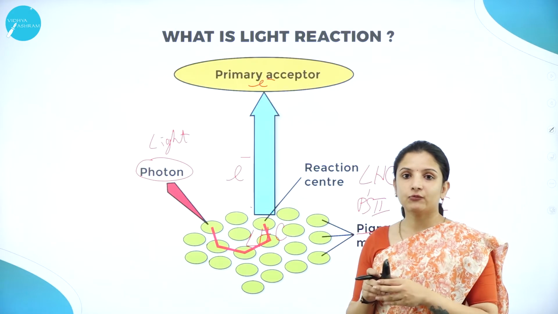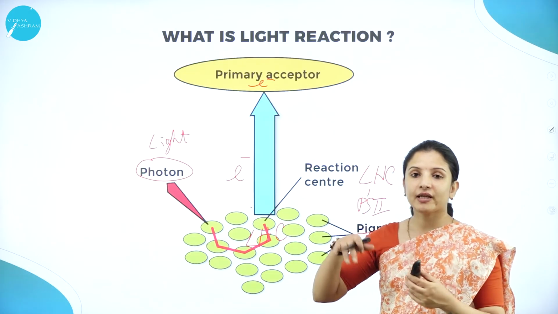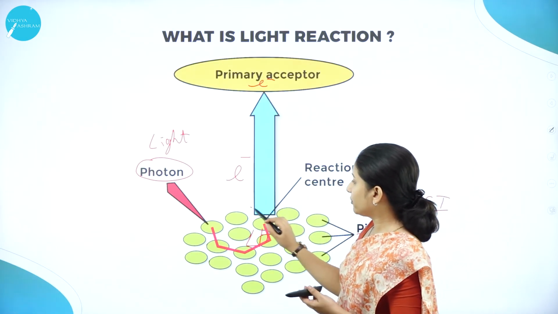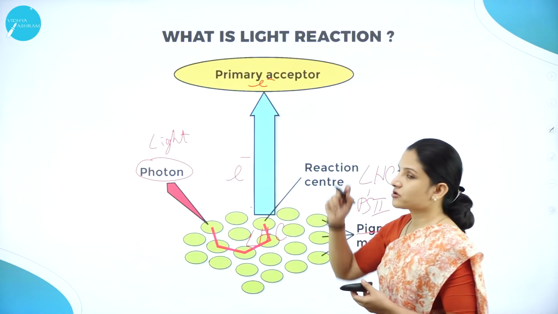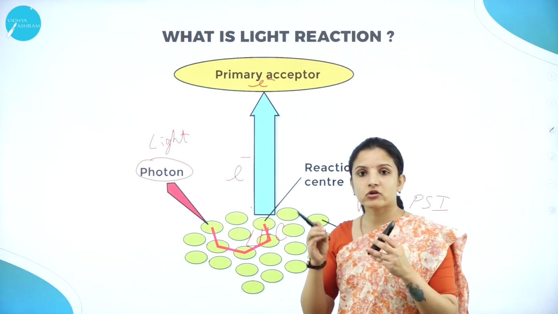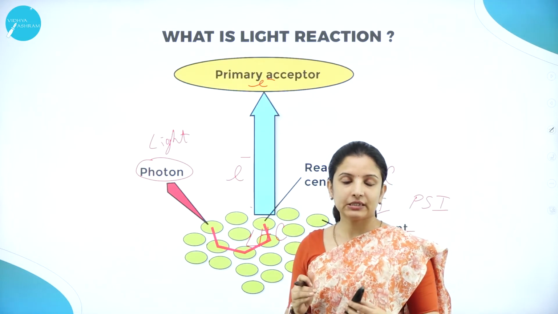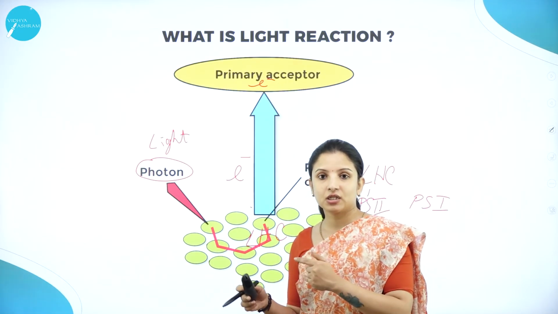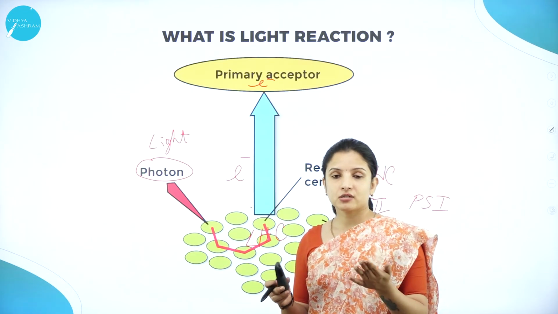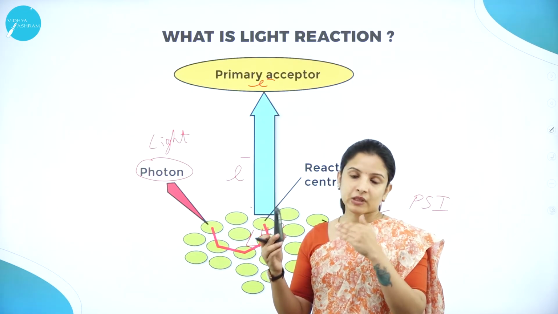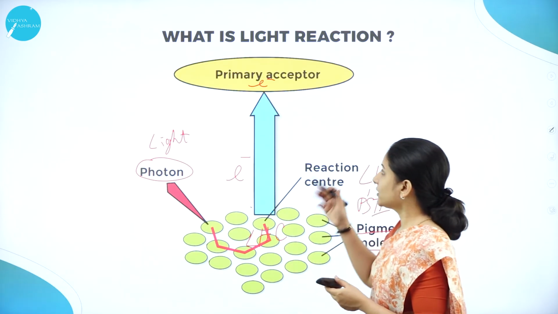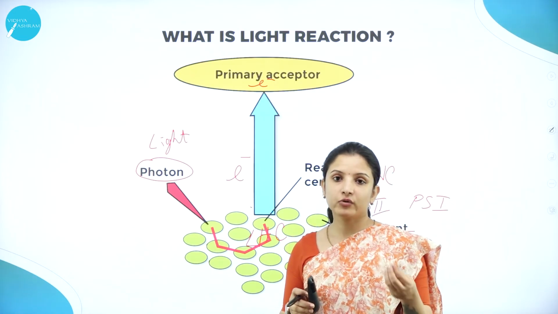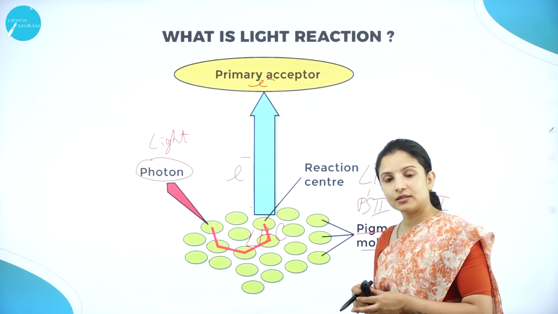So when light falls on them, what happens? The electrons get excited and travel from the higher level towards the lower level. There is a primary electron acceptor, which will accept the electrons and give them to the electron transport system, wherein this particular reaction of photosynthesis, the light reaction, will take place and get completed. It is in the light reaction that the ATPs and the NADPH will be produced. All that we'll study in the coming session.